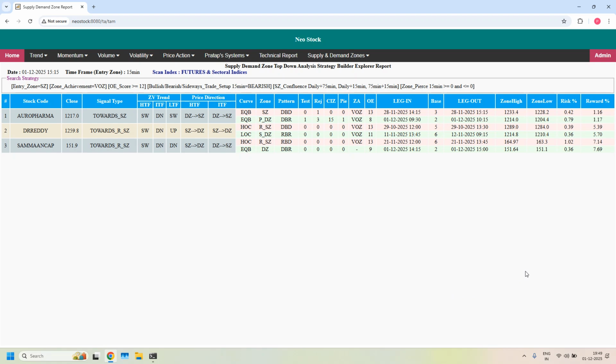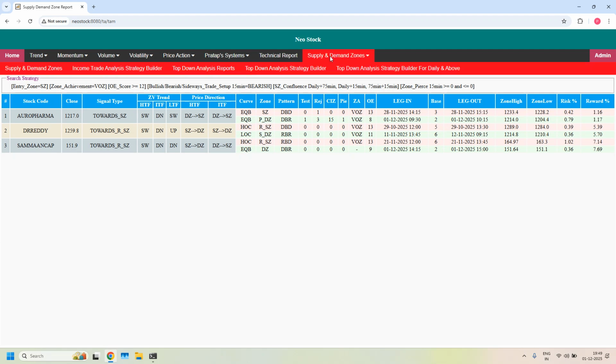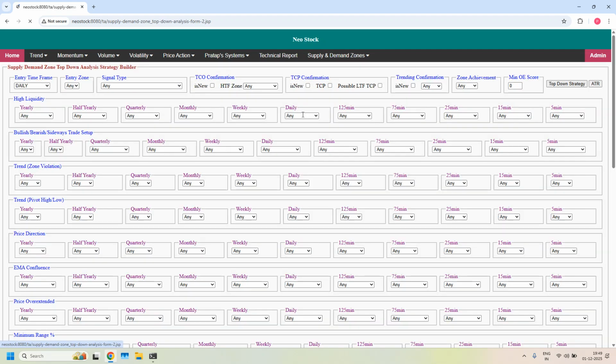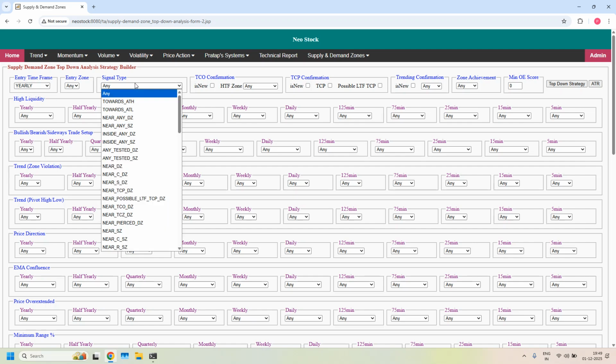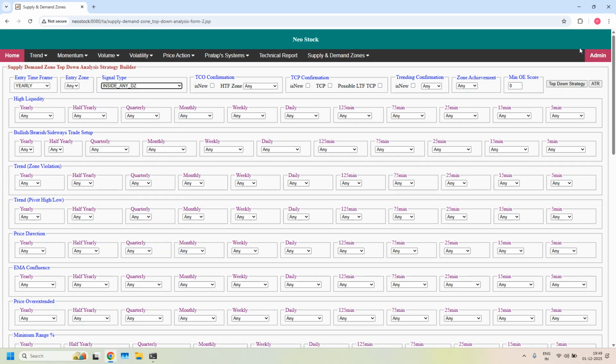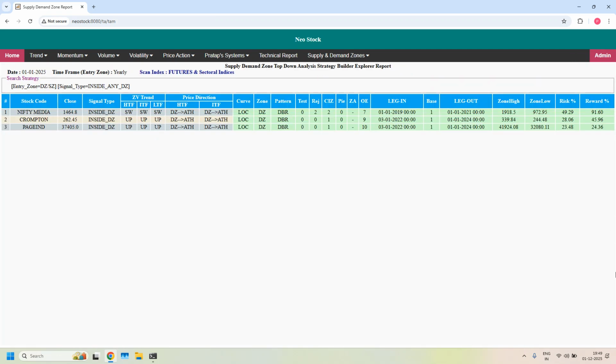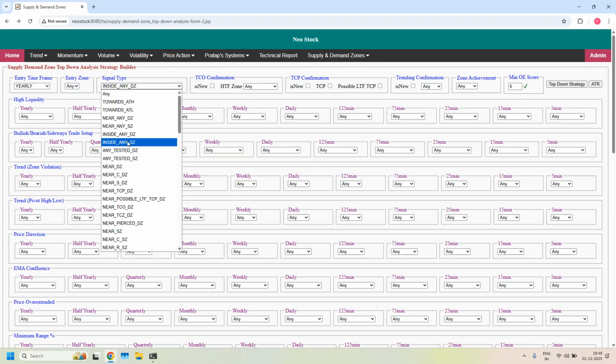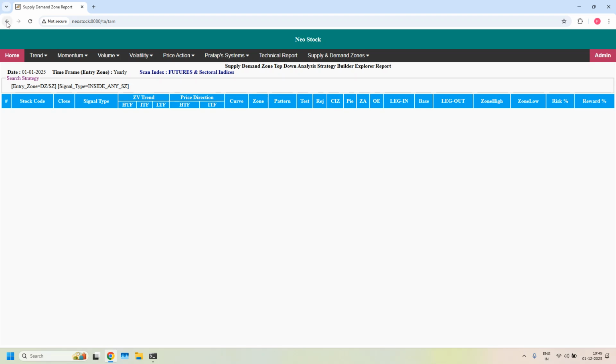We have completed all the 3 income trade reports. Next I am finding the stocks near demand and supply zones for all the time frames, starting with yearly. Price closed inside the yearly demand zone. We got 3 stocks. Next, price closed inside the yearly supply zone. We don't have any stocks.